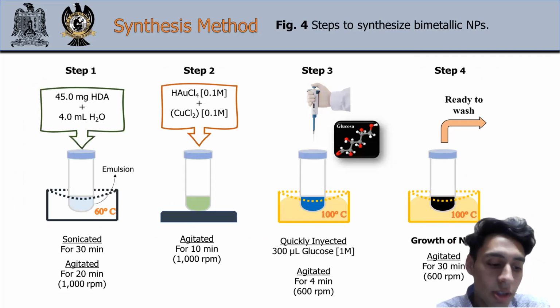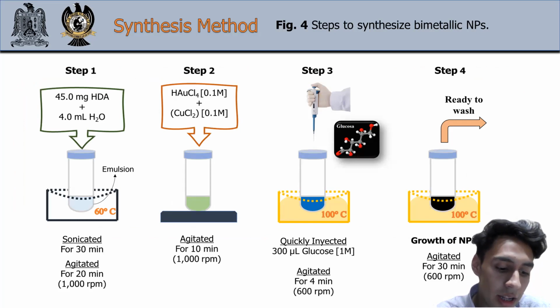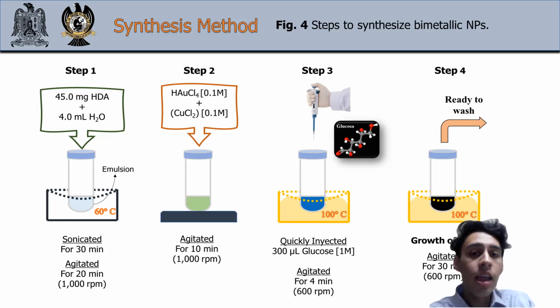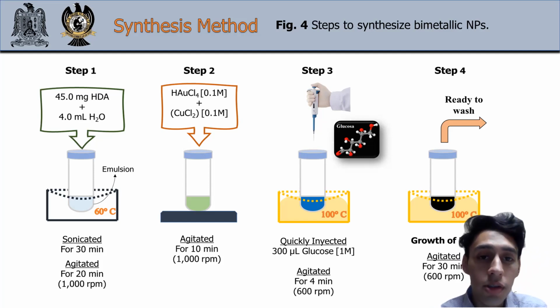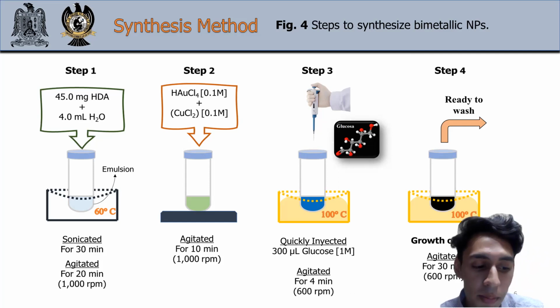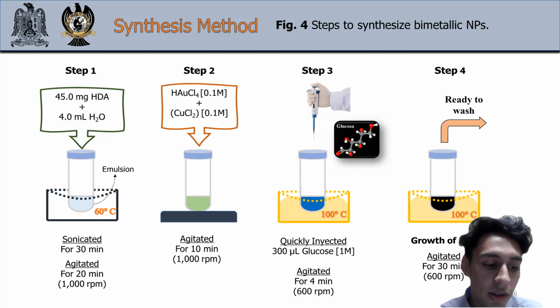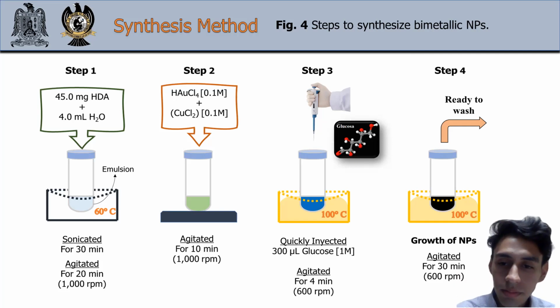Figure number 4 shows the steps to synthesize bimetallic nanoparticles. In step number 1, hexadecylamine as a capping agent was sonicated in 4 milliliters of deionized water and formed an emulsion, as you can see. In step number 2, the gold and copper precursors were added and mixed. In step number 3, the solution goes to temperature, and when a blue light color appears, the reducing agent, in this case glucose, was quickly injected. Finally, in step number 4, it continues stirring for an additional 30 minutes to finish growing the nanoparticles, as you can see.